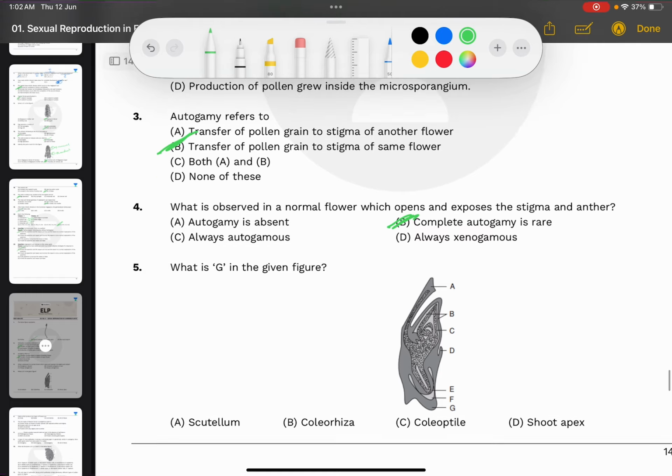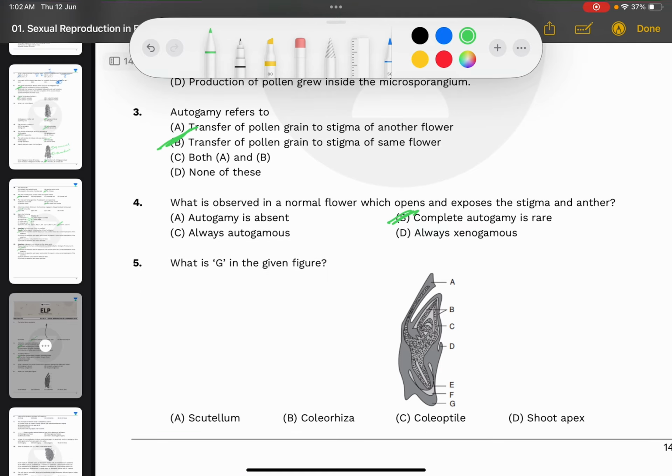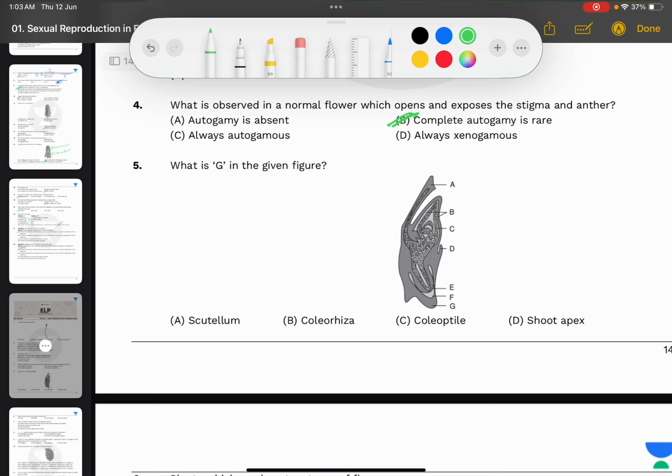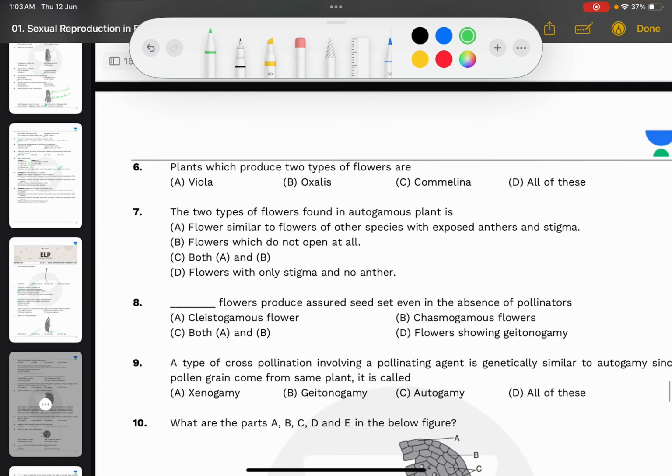What is G in the given? It's 1. So I think that it's very late. My mind is getting frustrated. So G is what we call chlorhiza. What is this? Plant which produce two type of flower are... I don't know this either. This is not even from NCERT.